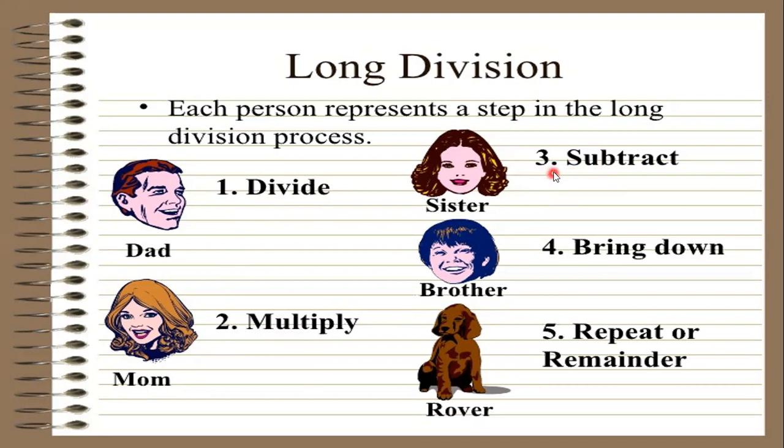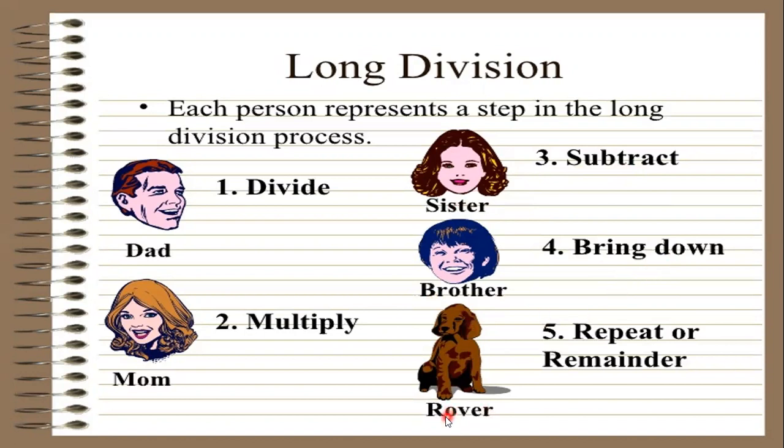Thirdly, here comes the next family member named sister, and the first letter of sister is S, which is indicating the operational sign of subtraction, that means subtract. The fourth one is brother, and the first letter of brother is B, that stands for the words bring down. It means it's a step after subtraction, when you have to bring down the next value in the next step.